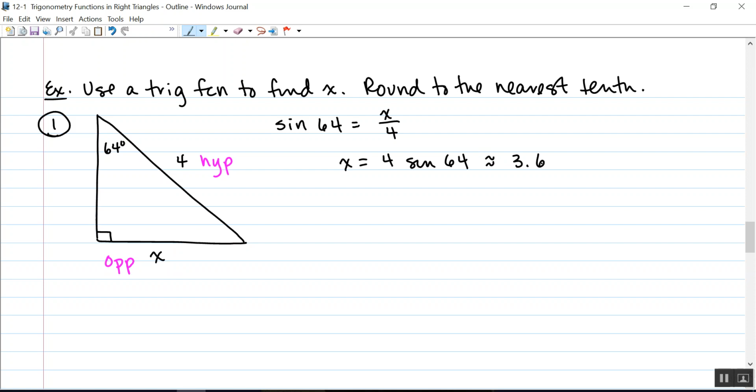How did I get that? I plugged it into my calculator. 4 times, hit the sine button, and then 64. Do check and make sure that your calculator is set in degree mode and it's not in radian mode. If your calculator is one of the rechargeable types and it completely died and you had to recharge it, it probably defaulted back to its original setting, which is radian. So hit that mode button, make sure you have degree highlighted.